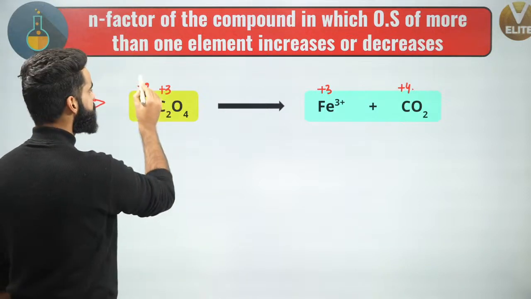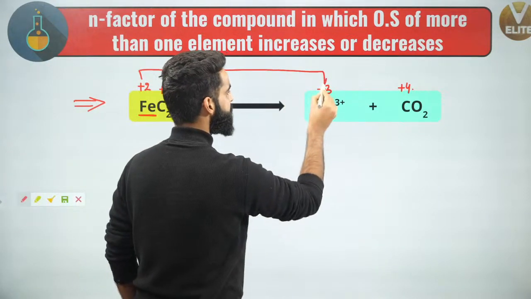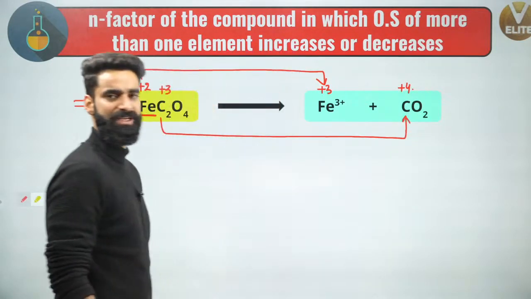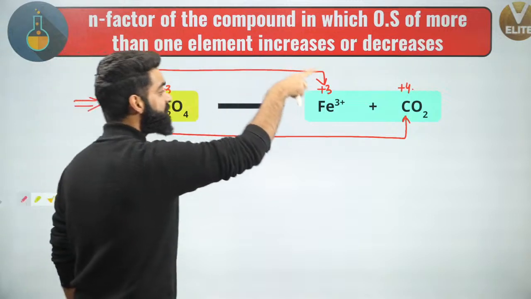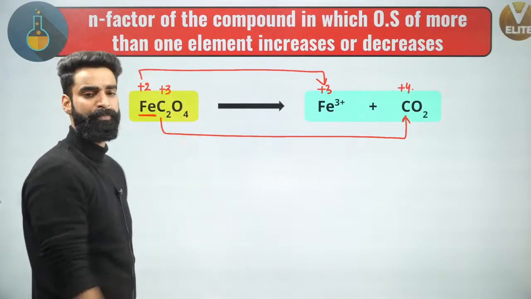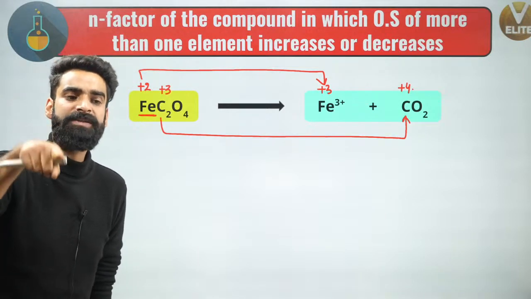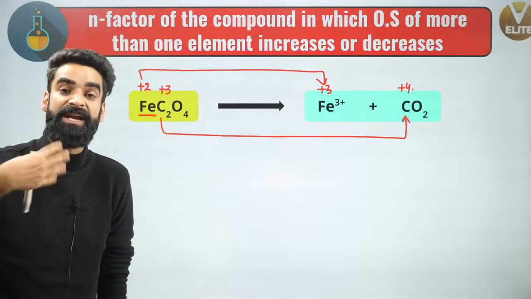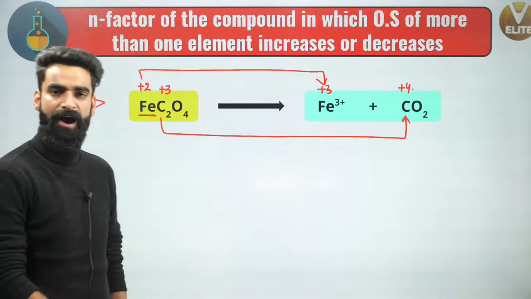Yes, very simple. See, guys, from +2 to +3, the oxidation state of iron is changing. From +3 to +4, the oxidation state of carbon is changing. The oxidation state of iron is increasing, and at the same time the oxidation state of carbon is increasing. So this is an example of a compound in which the oxidation state of more than one element is increasing. Yes, how do we calculate the n factors of these types of substances?